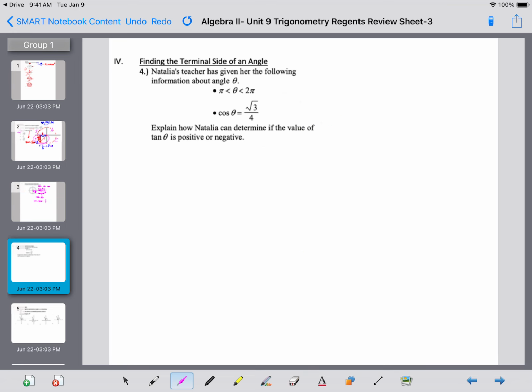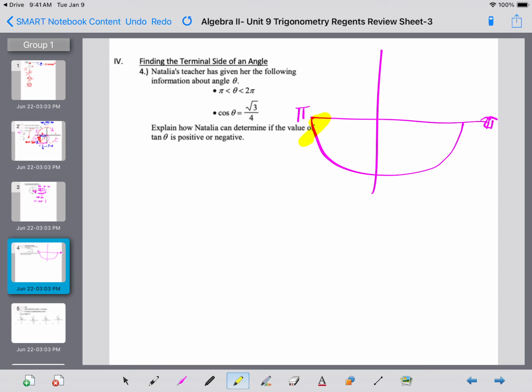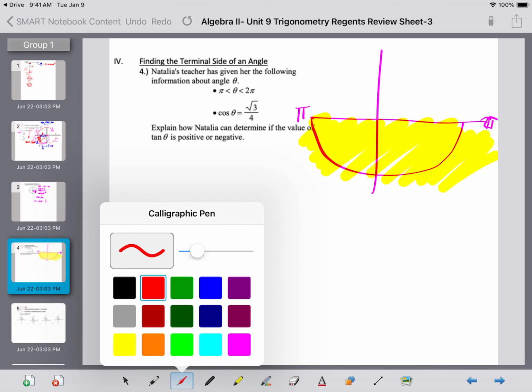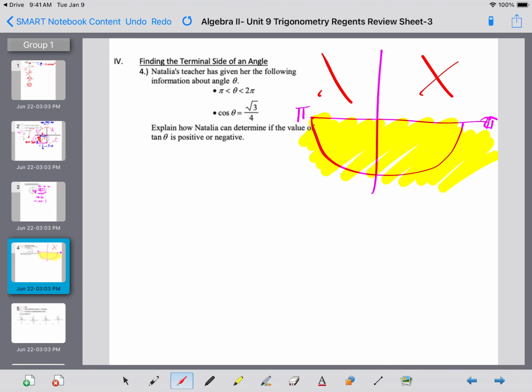Okay. Natalia's teacher has given her the following information on angle theta. Explain how Natalia can determine if the value of tangent theta is positive or negative. So, I always recommend drawing it out first. If you don't know radians, convert to degrees, but we know that pi is just 180, 2 pi is 360, and we're looking in between those two. So, if theta is in between those two, that means that we have limited options. We're not looking at quadrant 1. We're not looking at quadrant 2.